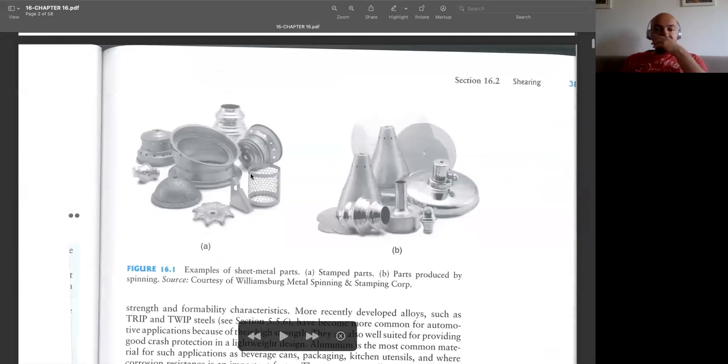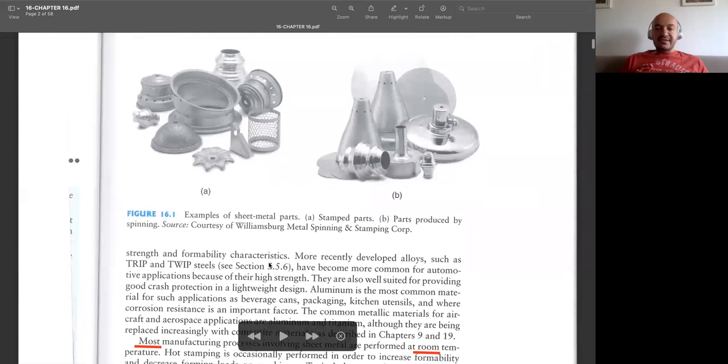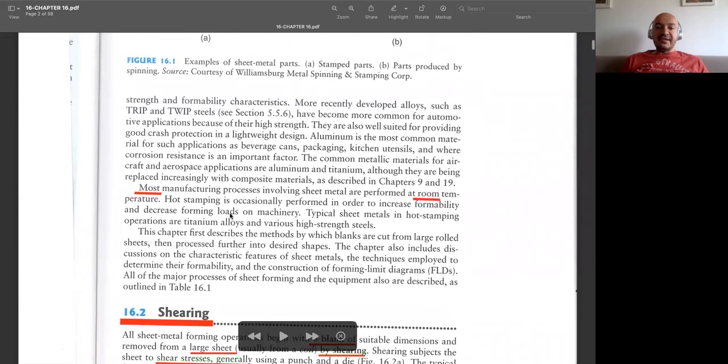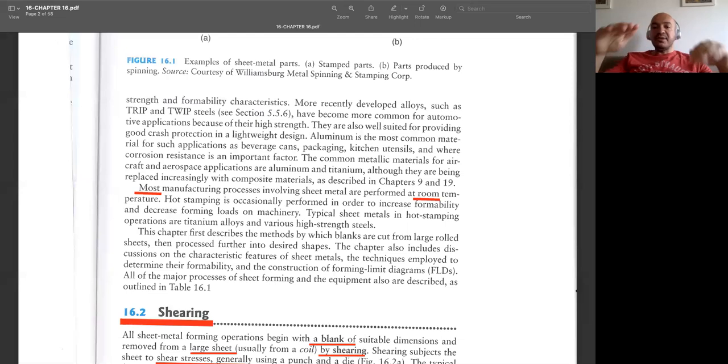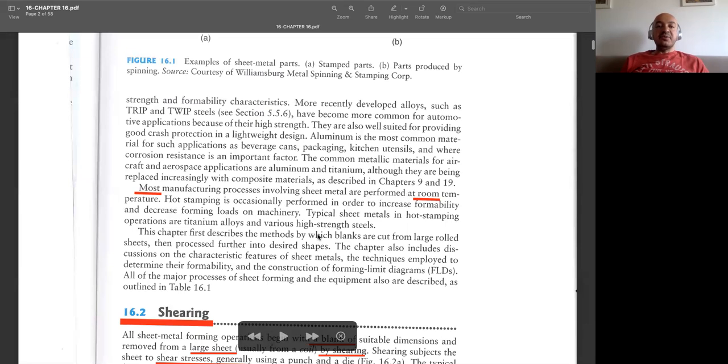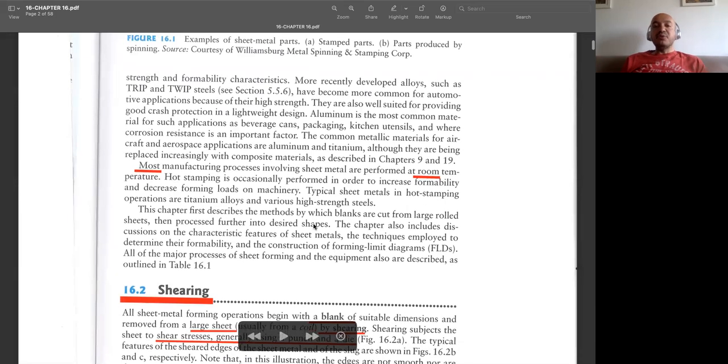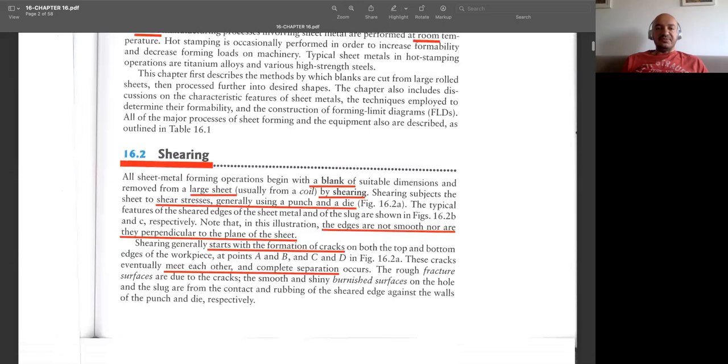You can see some examples here. Some cutting is performed, bending, forming, deep drawing, and spinning. These are the processes we are going to discuss in this chapter. Another thing is that we mostly perform these processes at room temperature. Since the metal is a sheet, the thickness is not high. If you increase the temperature, then it's probably going to be deformed and you cannot have high quality resulting workpieces. That's why we perform these sheet metal processes mostly at room temperature.